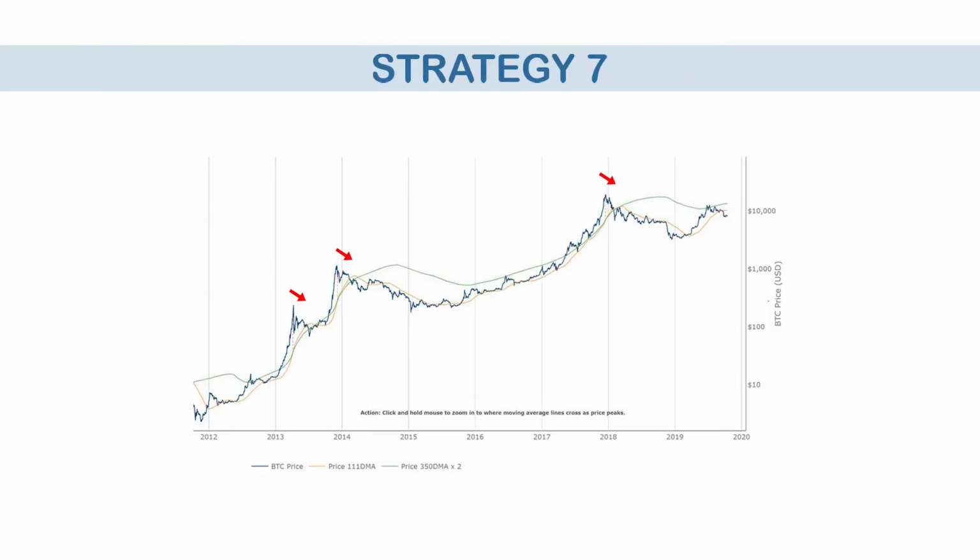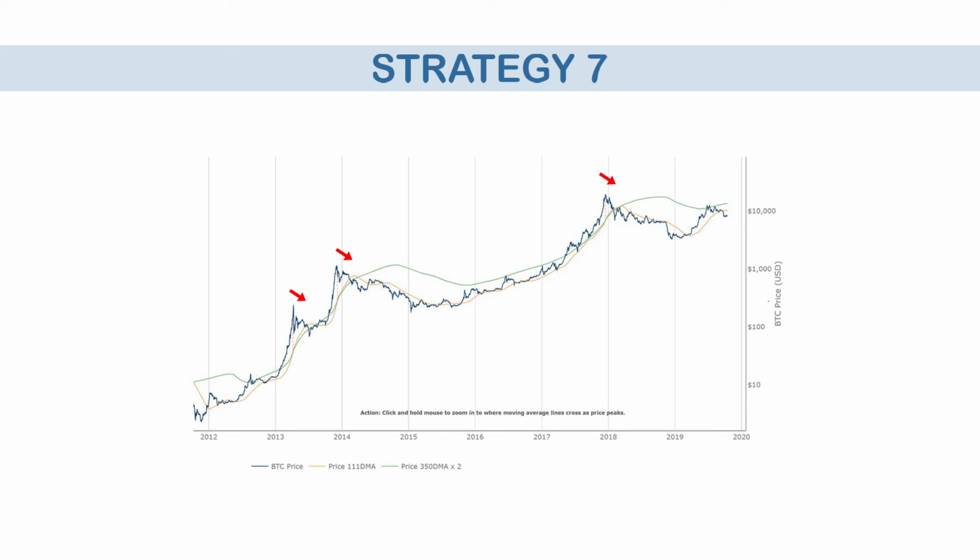Strategy 7. The Pi cycle top indicator has historically been effective in picking out the timing of market cycle highs, or local highs to within 3 days. It uses the 111-day moving average, 111 DMA, and a newly created multiple of the 350-day moving average, the 350 DMA x2. For the past 3 market cycles, when the 111 DMA moves up and crosses the 350 DMA x2, we see that it coincides with the price of Bitcoin peaking.